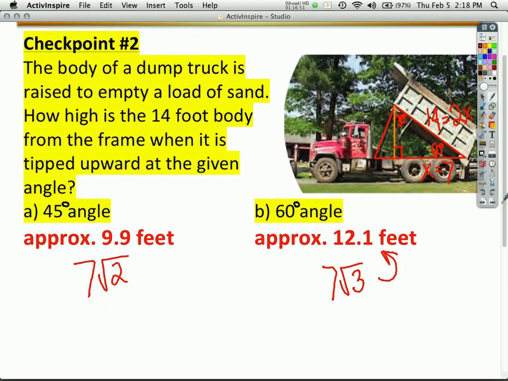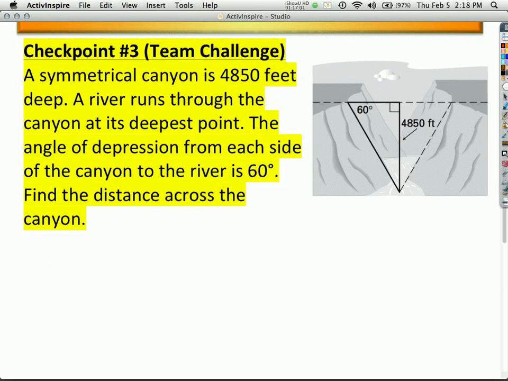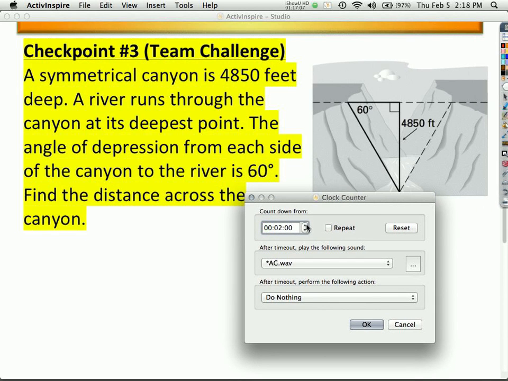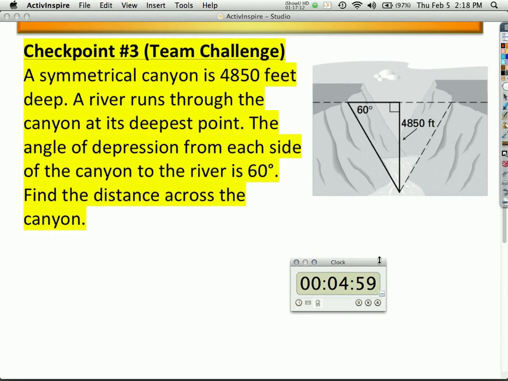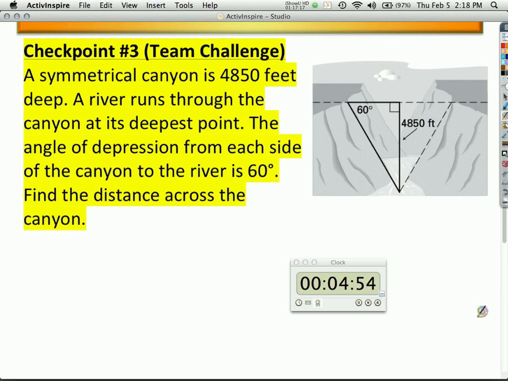Okay, so definitely wasn't easy. Let's see how you do with the team challenge. It's a canyon. Checkpoint number 3, you're on your own. Team challenge, work as a team, try and figure it out. You got 5 minutes. We're just gonna find that missing short.